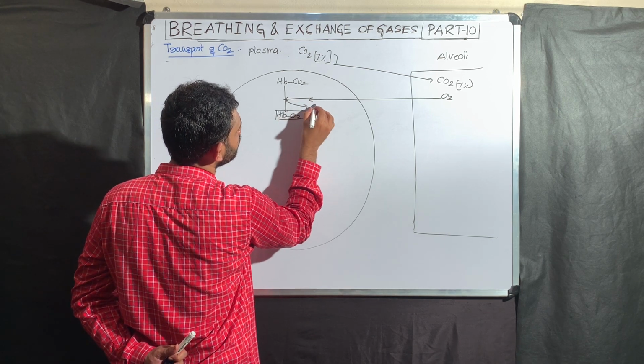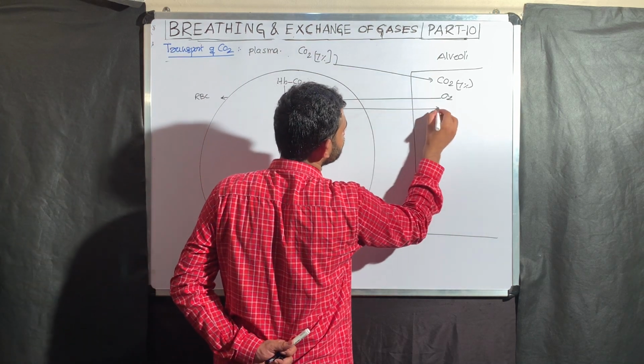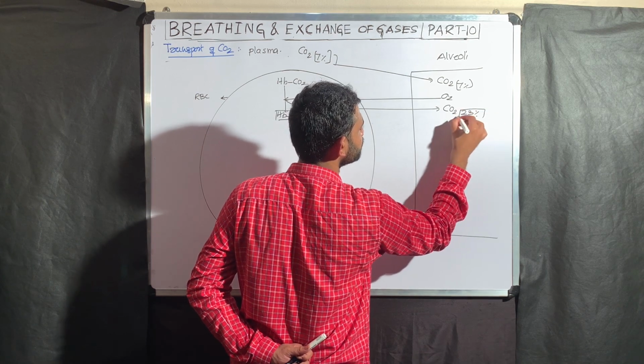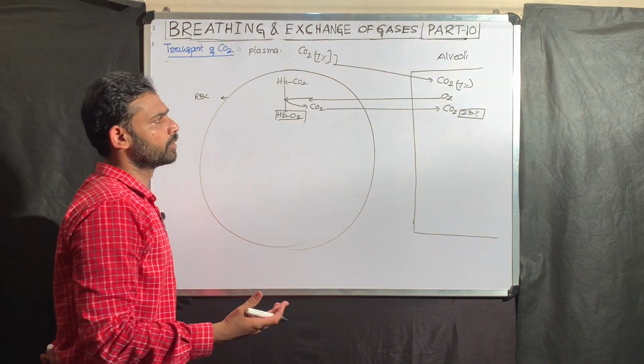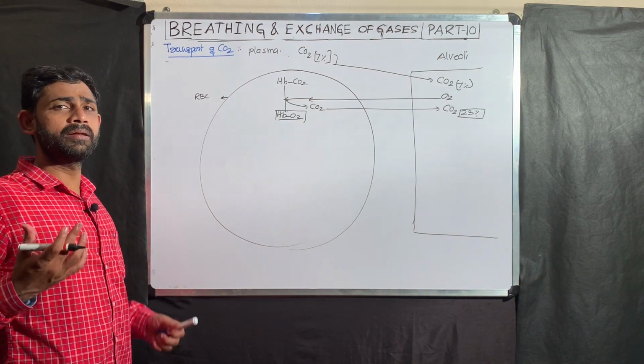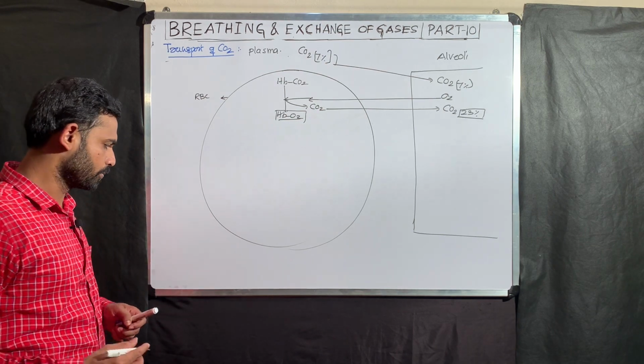At that time carbon dioxide will come out. Yes or no? This carbon dioxide comes out. How much percentage is that? 23%. 7% came out and 23% also came out. So the remaining 70% of the carbon dioxide is there in the plasma in the form of sodium bicarbonate.